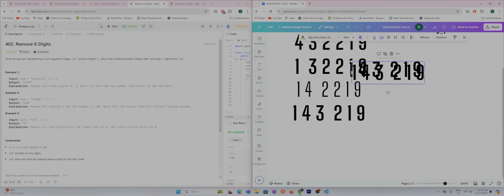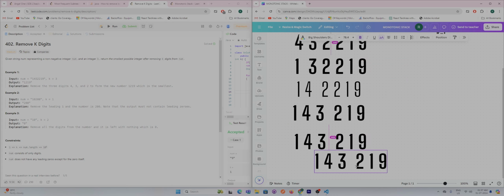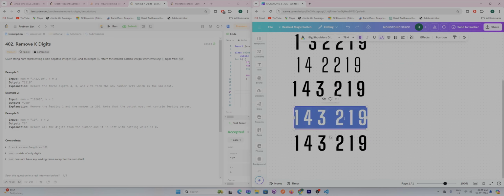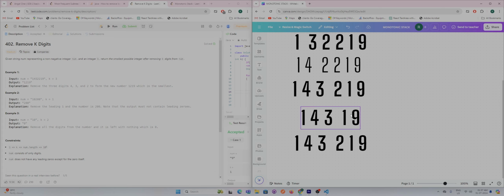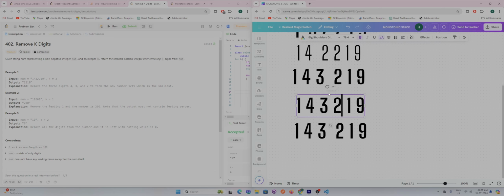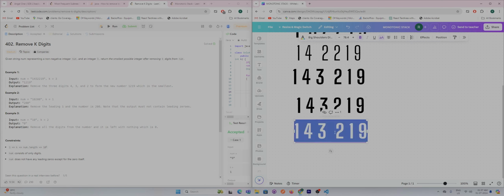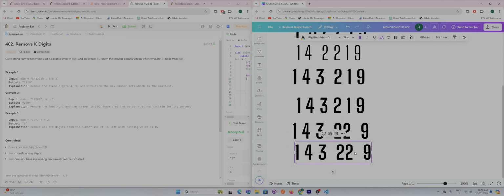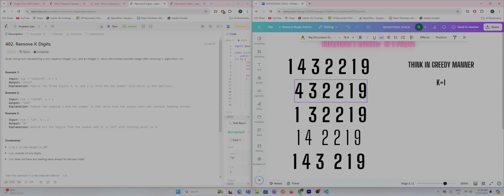Think a bit more. How far have I gone? 143219. So I remove this 2, I get 14319. Sorry, 2219, so 143219. And then I remove this 1, then I get 143229. 2219 I think it was, and then finally I remove this 9, so I get 143221. So out of these numbers, which one is the smallest?